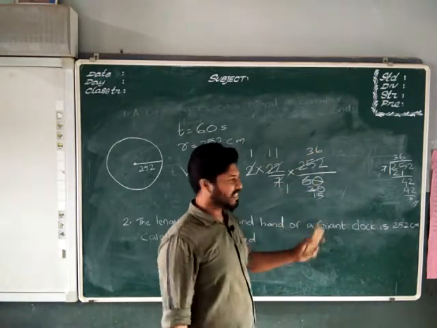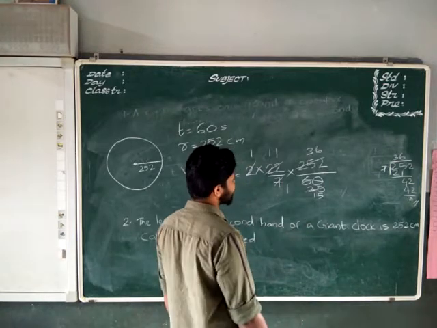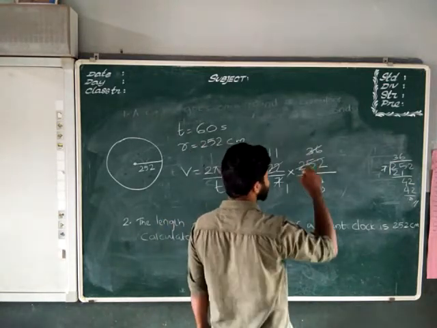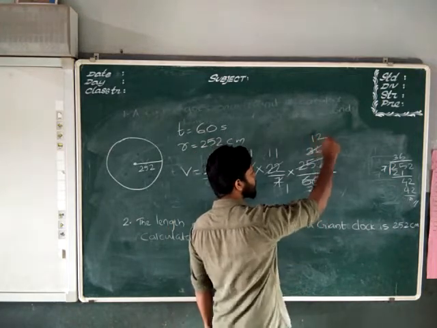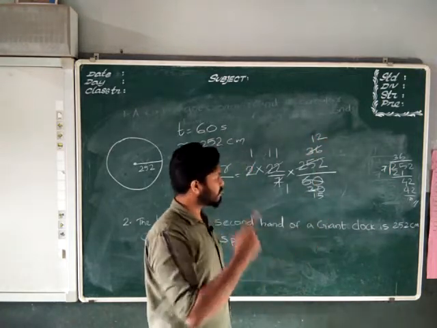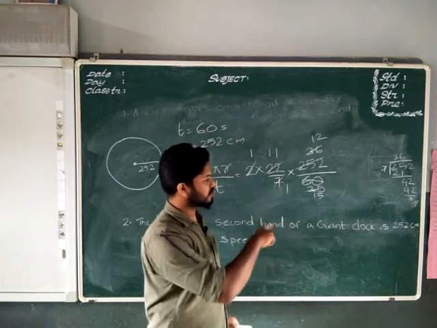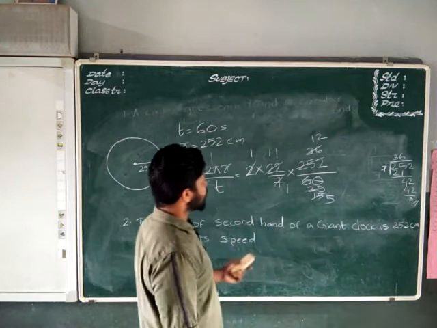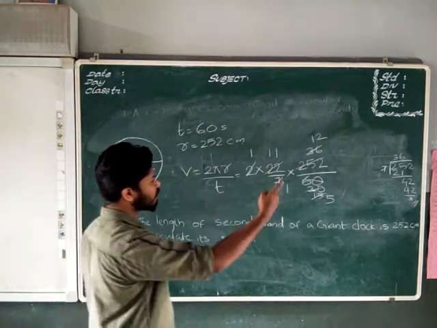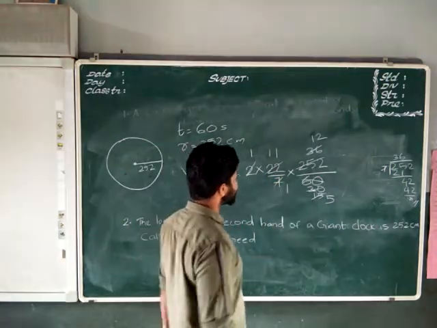So we can cancel again, 36 and 15 can be cancelled. So how many 3's? 10 3's are 30, 11 3's are 33, 12 3's are 36. How many 3's here? 5 3's. So it becomes 11 into 12 divided by 5. Let's do that.